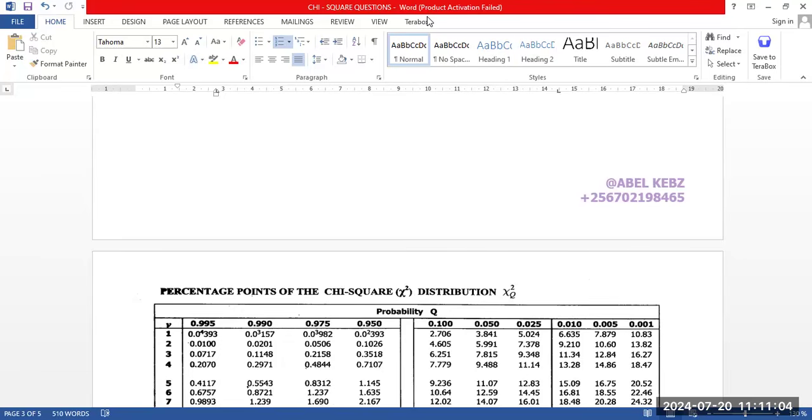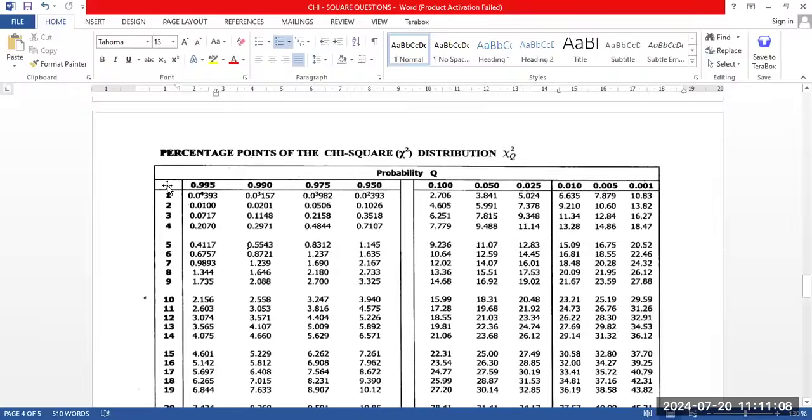What does this one mean? We are going to stand where we have V. What was our V? Our V is 2. We stand here, then we move horizontally. We look for where we have 0.